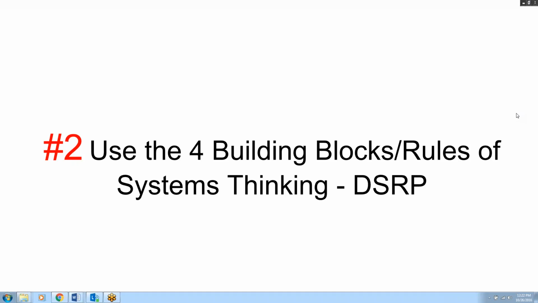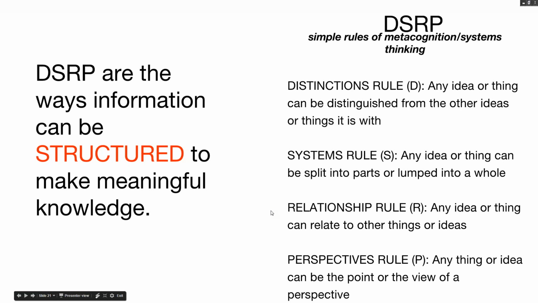Thank you. So the second thing that we can do as systems thinkers is use these simple rules that underlie how we think. And we call these DSRP, which stands for Distinctions, Systems, Relationships, and Perspectives. And I'll go through each of these in a little bit of detail. But again, these are the simple ways in which our brains take information and build knowledge, essentially. We structure that information to build knowledge.